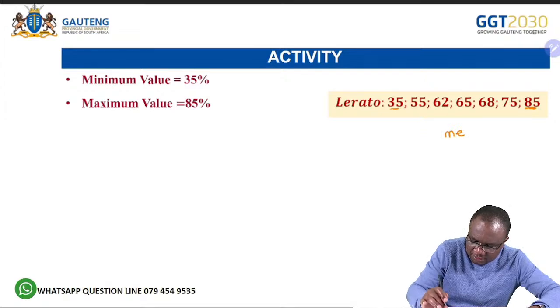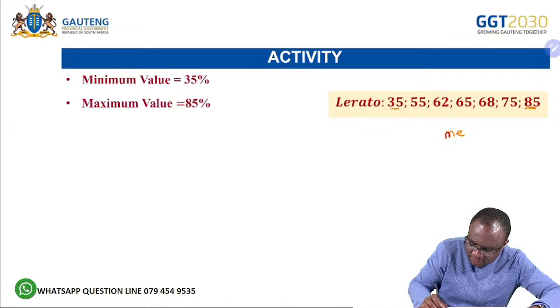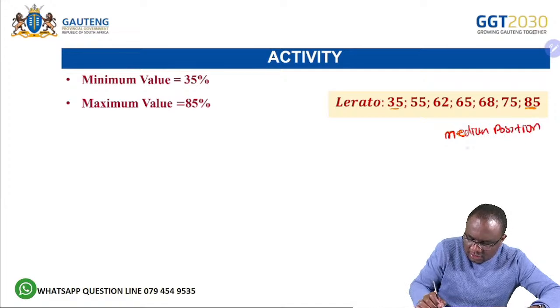Let me change it. I like using red. It's fine. So median position is going to be, there are how many marks? 1, 2, 3, 4, 5, 6, 7.